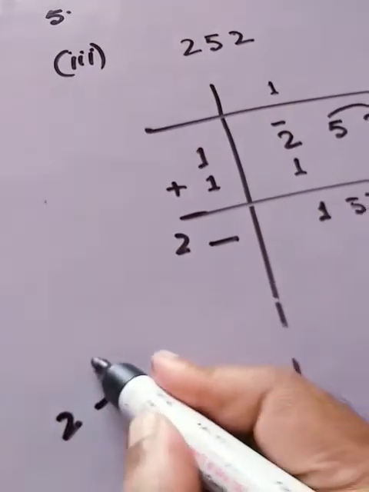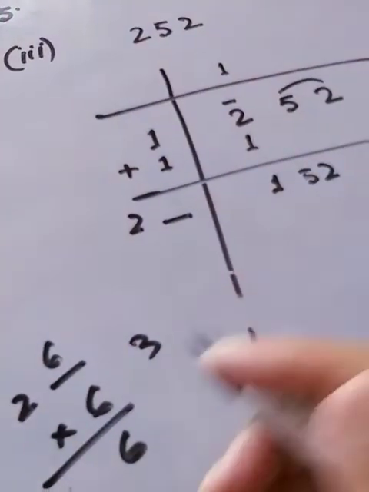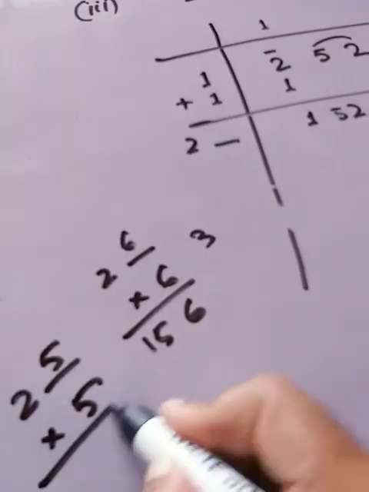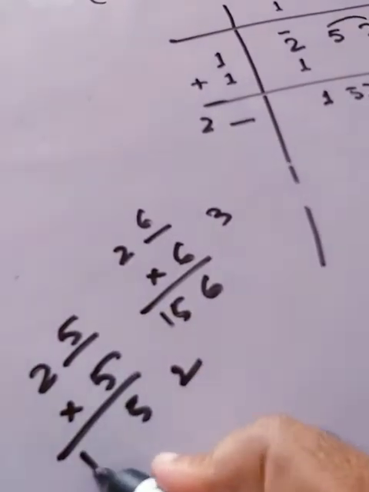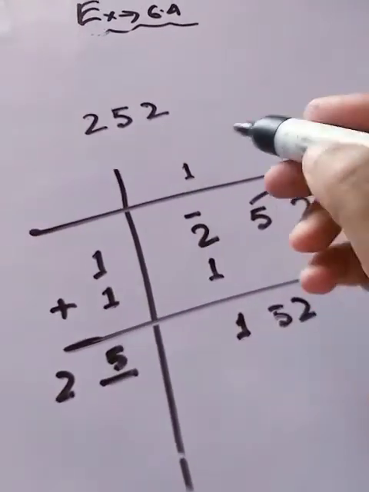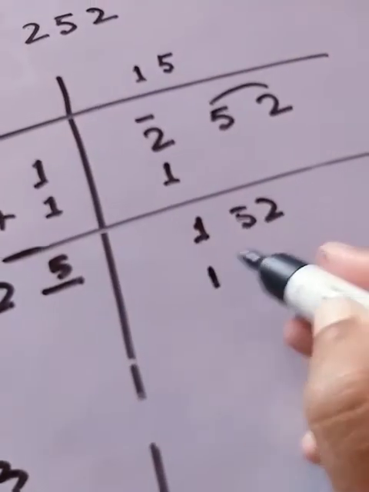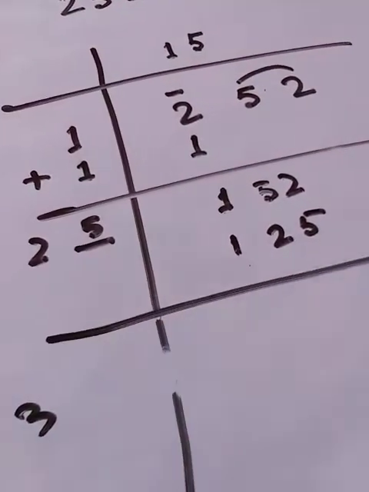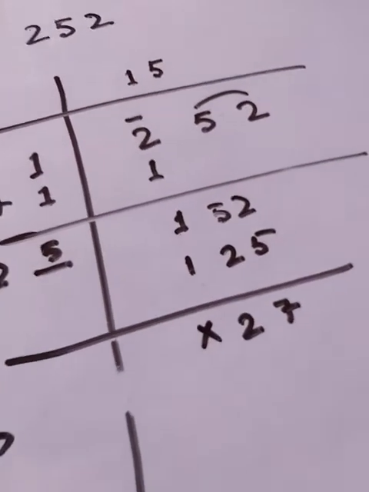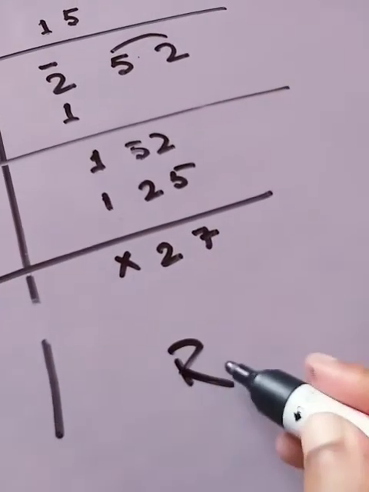So 152. Let's start with 6. 6 6s are 36. 3 6s are 18, 2 6s are 12. It will be more. So it will go with 5, I guess. So 5 5s are 25. 2 5s are 10, 11, 12. 1 2 5. Okay, so let's write 5 here. And what was the number? 1 2 5. Subtract it. It will be 27. Okay, now what is the remainder?